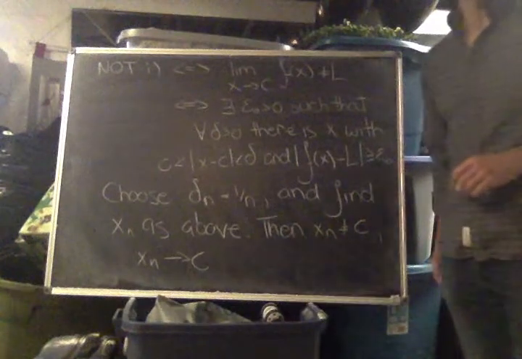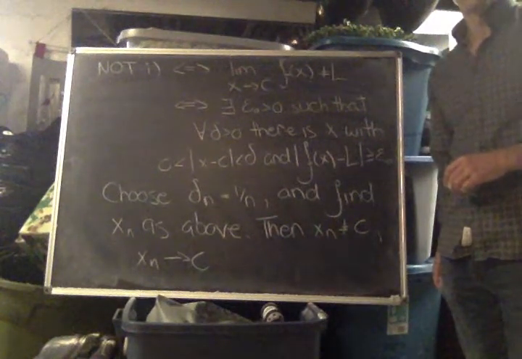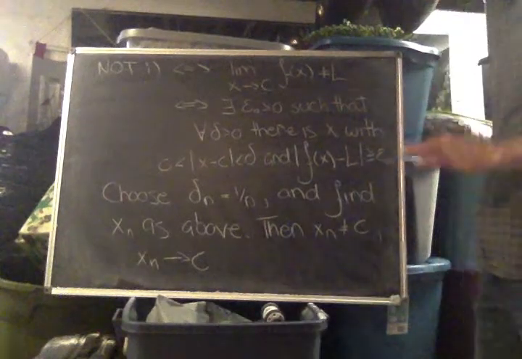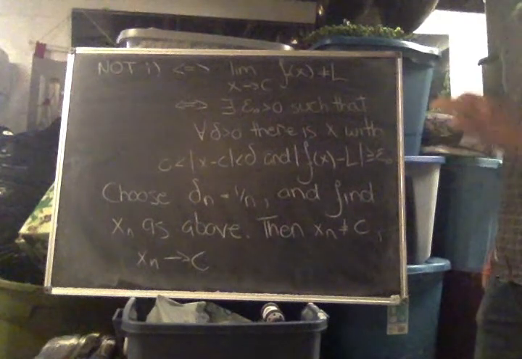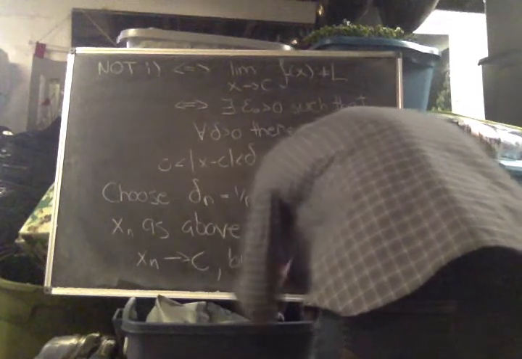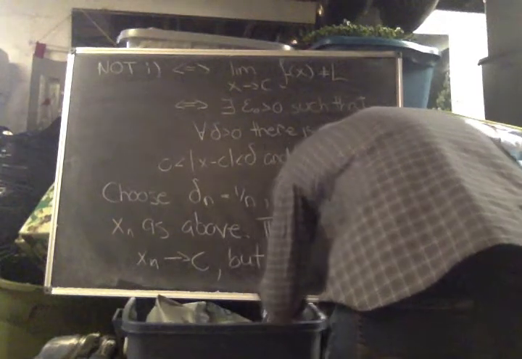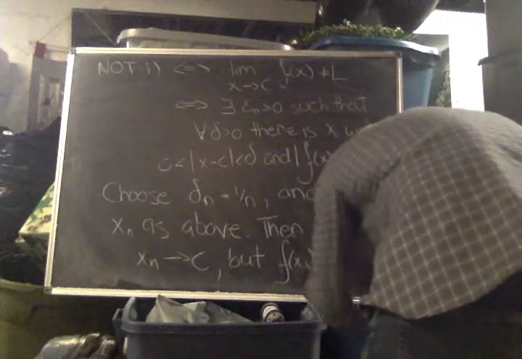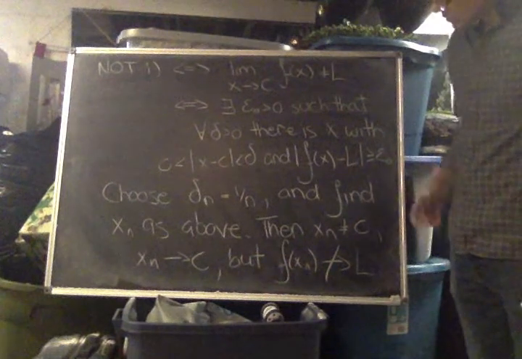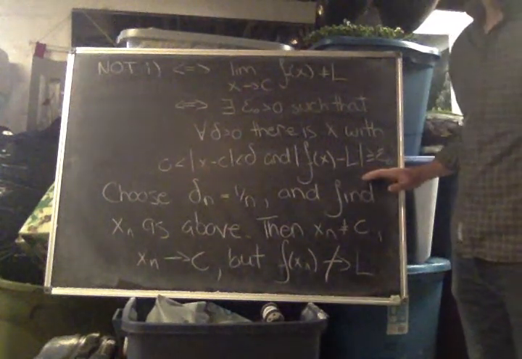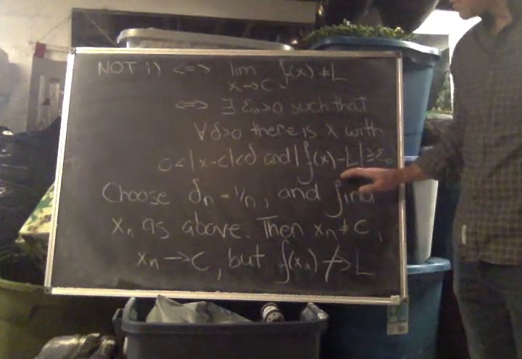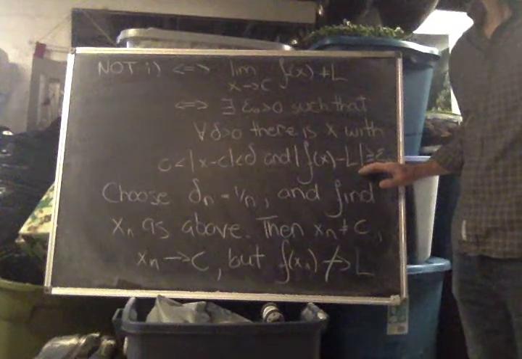So it is one of these sequences that appears in the statement of this sequential criterion for limits. It's one of those sequences, but f of xn does not converge to L. Why does it not converge to L? Because this statement is also going to hold for your xn's. The absolute value of f of xn minus L is going to be greater than or equal to this epsilon naught.